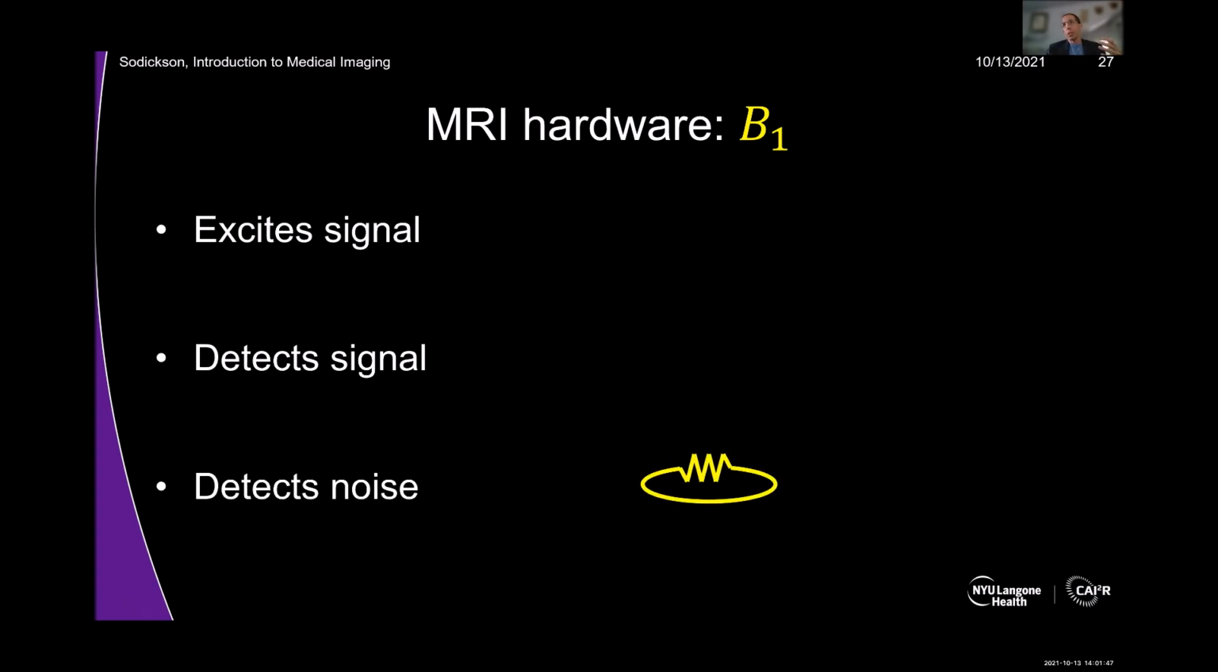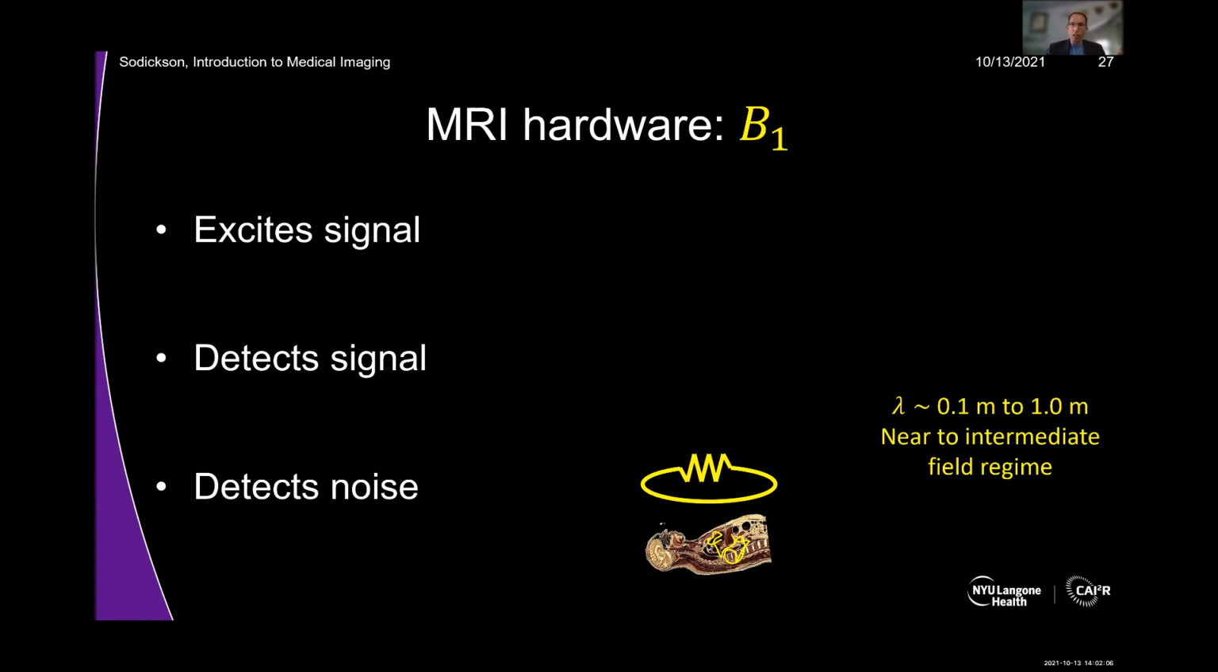Okay, well, those same detectors can, of course, detect noise as well, which may come in the form of Johnson noise in the electronics, or it may be random currents in the conductive body that happen to lie within the bandwidth of our detection. Now, I should mention that the radio frequency wavelength that we typically use at the fields that we use in MRI is on the order of 0.1 meters to 1 meter. So first of all, that's in the near to intermediate field regime rather than the far field. But second of all, you'll notice that those wavelengths are way too large to get the sort of millimeter or even centimeter resolution that we might want in imaging. So we need a different way to do it.